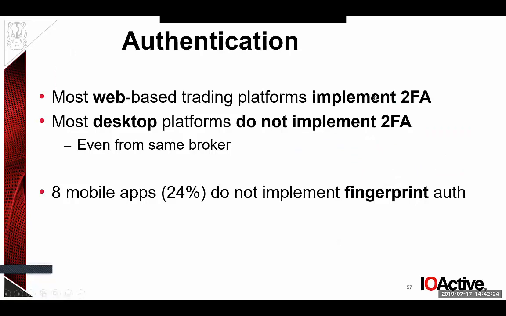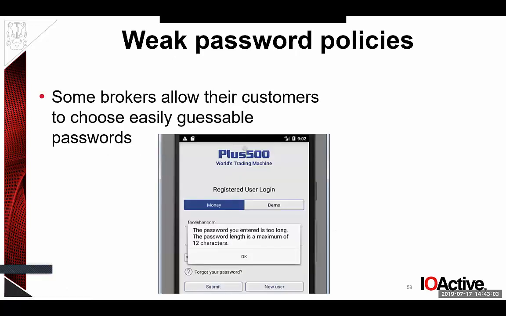Most of the web-based platforms implement 2FA, but when you install the desktop app from the same broker, they do not implement 2FA. That doesn't take too much to create a small window in the application to ask for the 2FA, because this is already implemented on the web API endpoints, right? On the mobile apps, nowadays, most of the mobiles support your fingerprint or your face authentication, right? Face ID. Many of them do not implement them. The SDKs are there already. The code is there already.